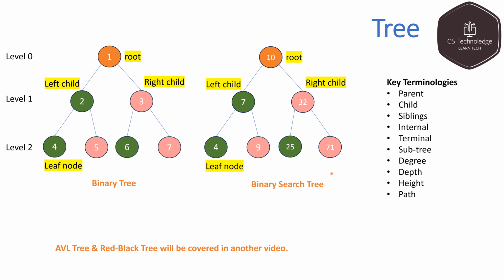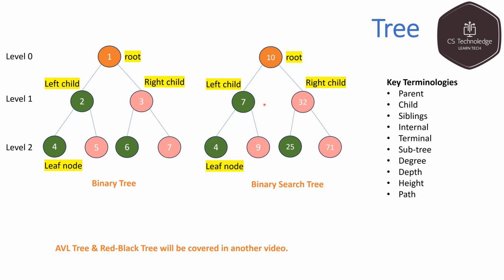So let's check with the parent. The first key terminology is the parent, right? What is a parent? A parent is a node which comes maybe at the top or maybe in between, but which has a child. So parent and child are mentioned whenever there are two nodes. For example, 7 is the parent of 4, 4 is a child of 7, right? What are siblings? Siblings are the nodes which are at the same level. For example, 7 and 32 here are the siblings. 4, 9, 25 and 71 are the siblings.